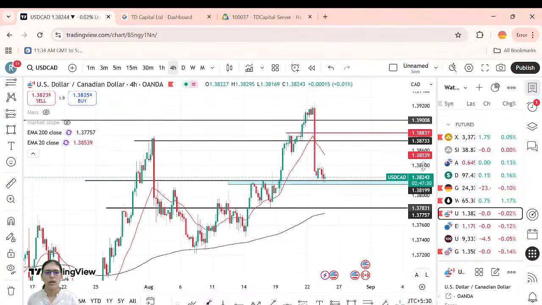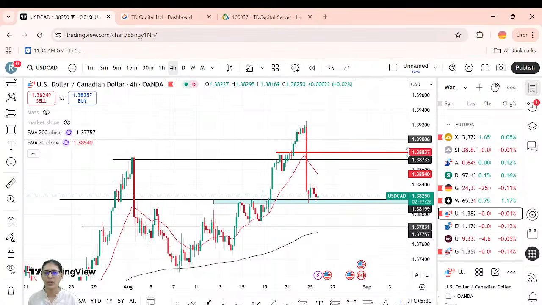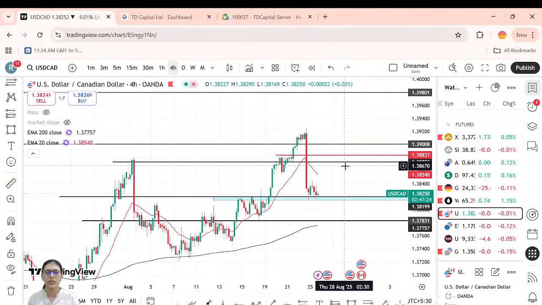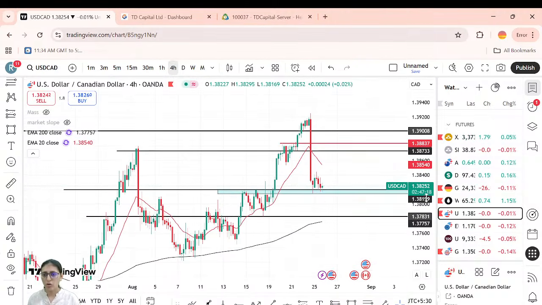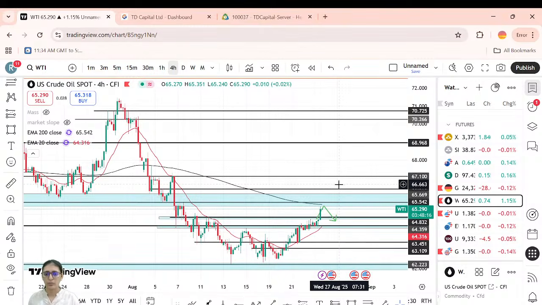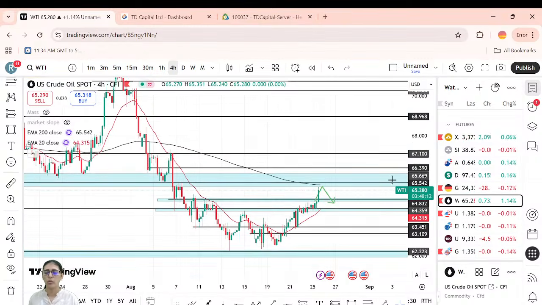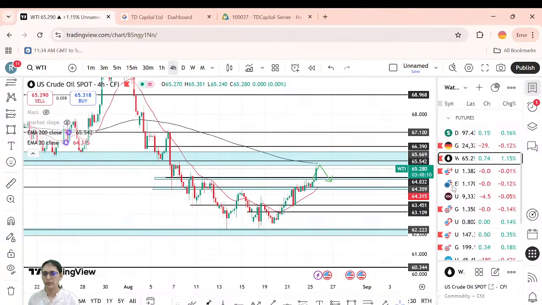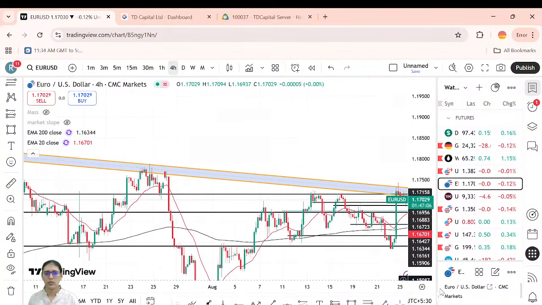Yes. So if I made myself clear, see if USD CAD falls, what will happen? USD CAD falls. That means the dollar is getting weak and the Canadian dollar is getting strong. If the Canadian dollar is getting strong, WTI should also become strong. So if there is a fall in USD CAD, do not go bearish in WTI.